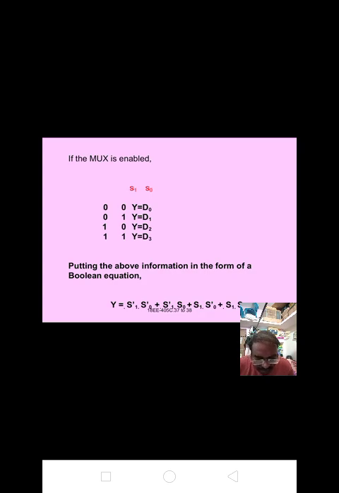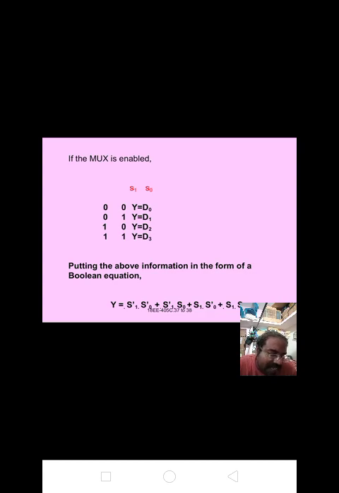Here I have drawn the diagram for the logic circuit which can be developed as a 4x1 multiplexer. Note that the output of the multiplexer is equal to the state of the selected data input. I have already given the truth table: S1, S0 are the inputs and Y is the output. 0, 0 means D0; 0, 1 means D1; 1, 0 means D2; and 1, 1 means D3.